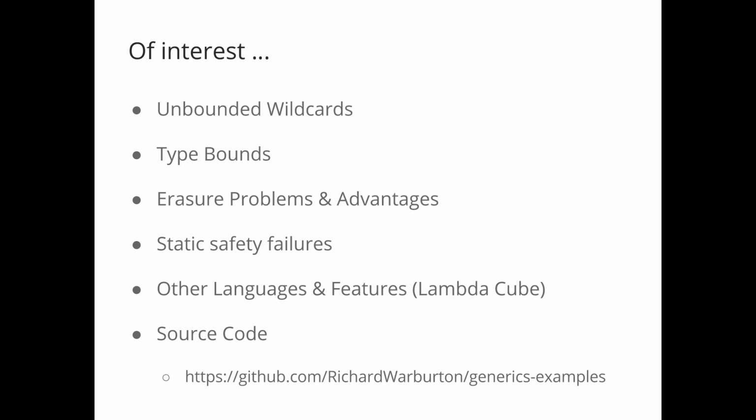And if you're interested in general in looking more at those kinds of language features, then there's this concept called a lambda cube, which I'm not going to go into detail about in this talk, but if you want to Google around, the lambda cube talks about the relationship between different type system features. And if you want any of the source code from this talk, it's at that link below.